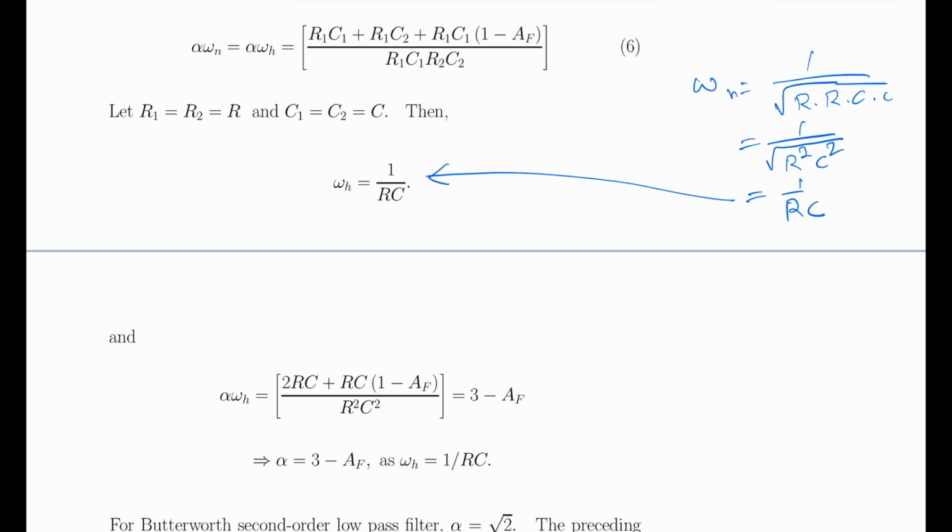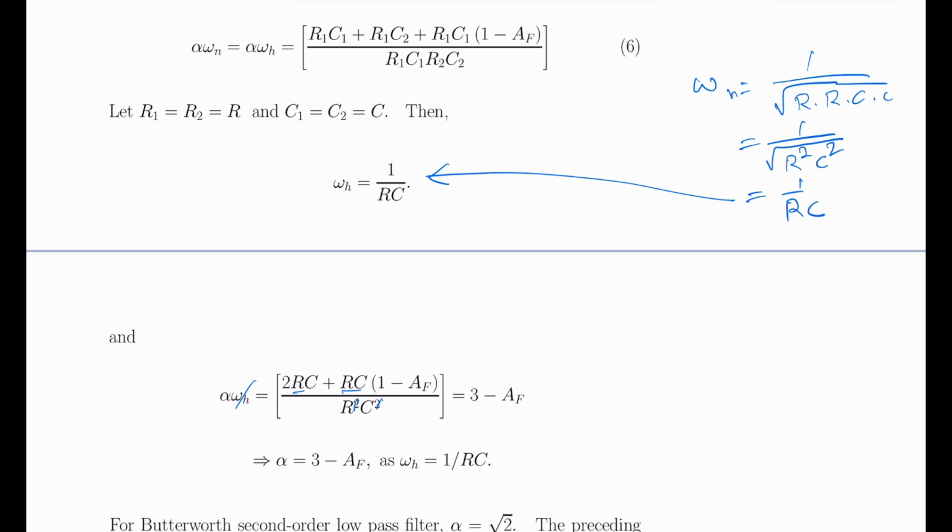Now we have seen that omega h is equal to 1 upon RC. So omega h cancels with RC. In the numerator we have RC in the first term and in the second term also, so these RC cancel with these RC. So what is left out here? This is 2 plus 1 minus AF, so this is 3 minus AF. So alpha comes out to be 3 minus AF because omega h is 1 upon RC.